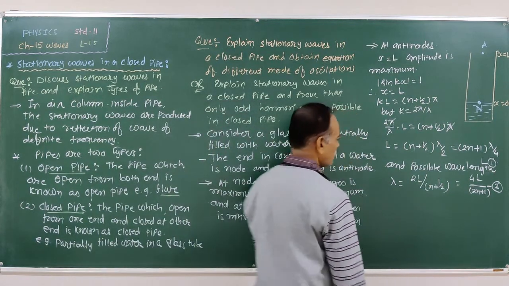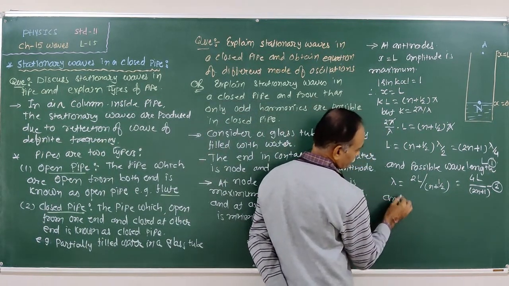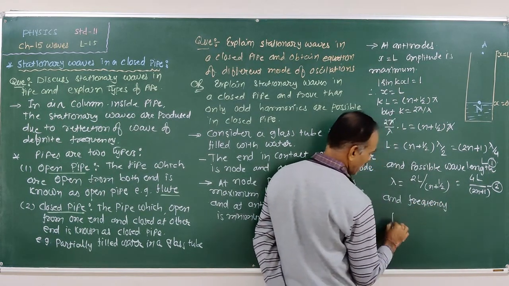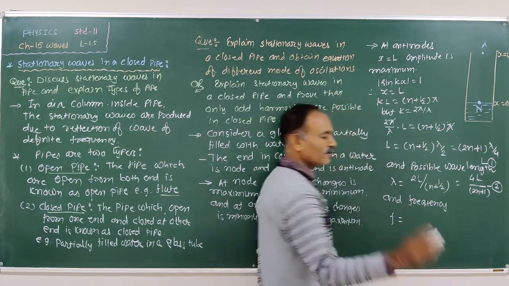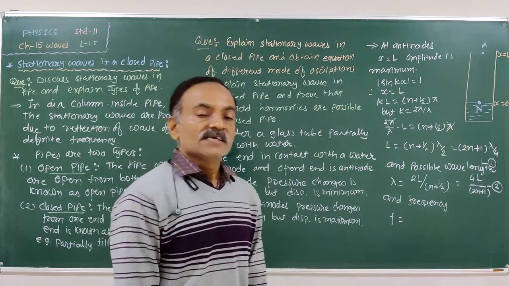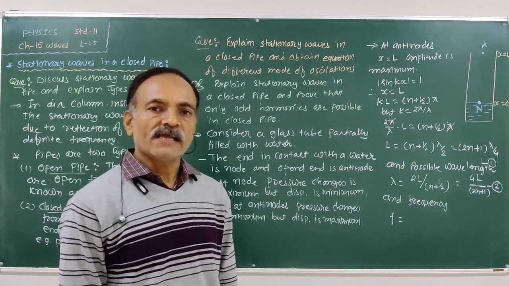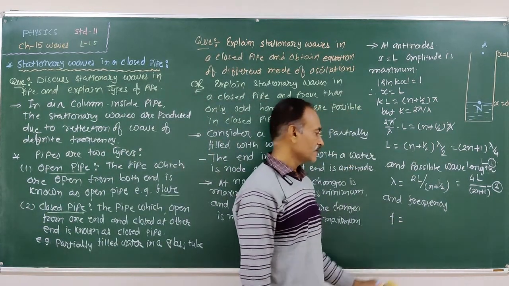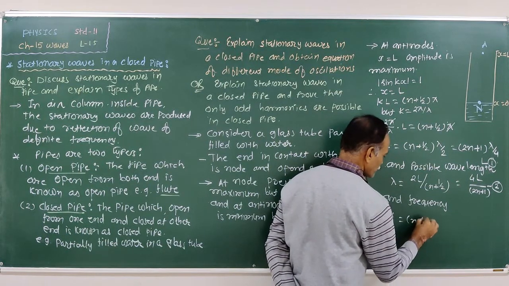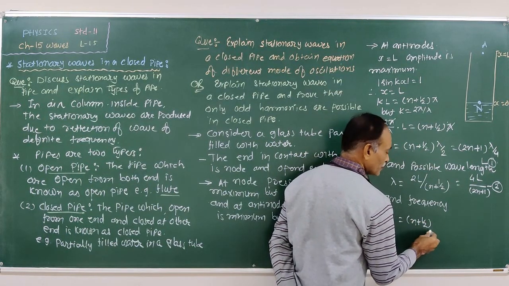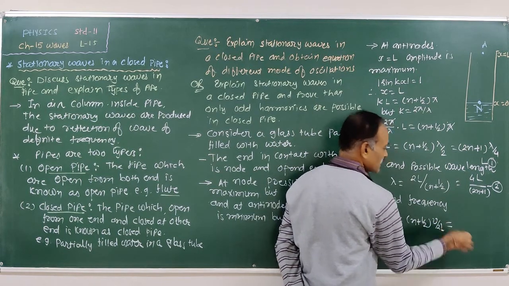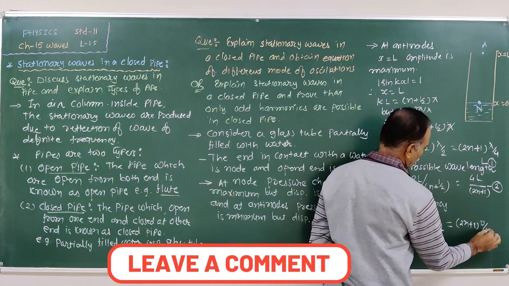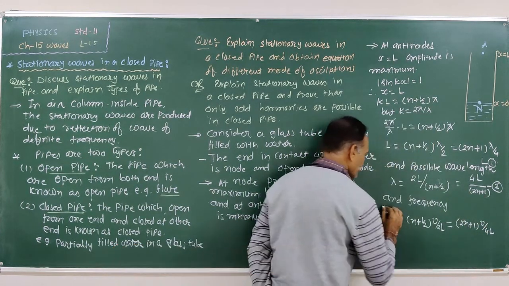And the frequency of oscillation. Frequency f is equal to, already we know that in a string it is nv upon 2L, here instead of n we take n plus 1 by 2 or 2n plus 1. Therefore n plus 1 by 2 into v upon 2L, or that can also be written as 2n plus 1 into v upon 4L. This is the equation of the frequency.